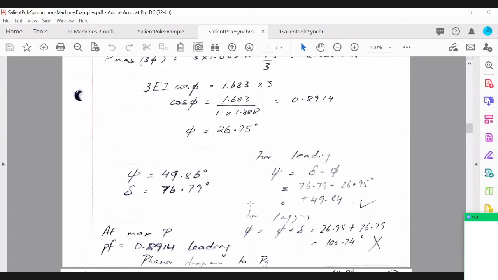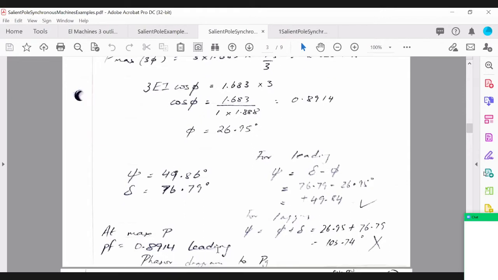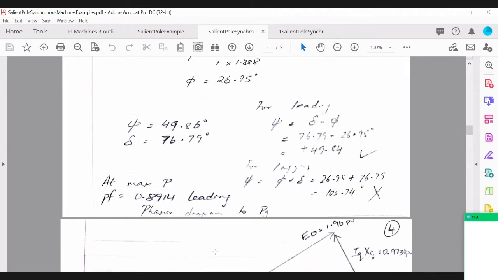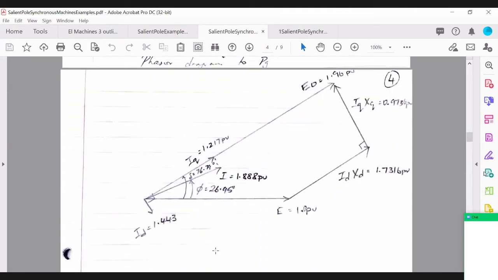And we can also determine what this power factor is by taking the cos of the angle, and that gives us 0.8914 leading, right? And once you've done that, you can draw the phasor diagram for this operating point where it's in leading power factor mode.